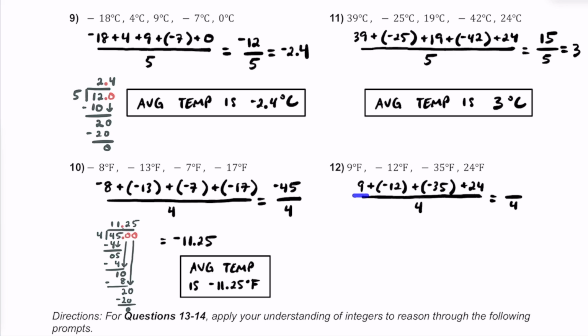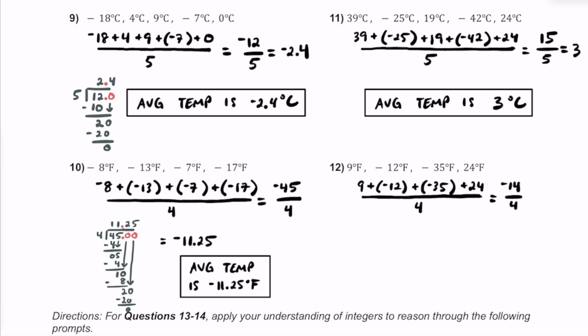So 9 plus negative 12 is going to be negative 3. Negative 3 plus negative 35 is negative 38. Negative 38 plus 24 is going to be negative 14. So we're looking at negative 14 degrees here. All right. And so we can see that we're just going to be dividing 14 by 4 here.